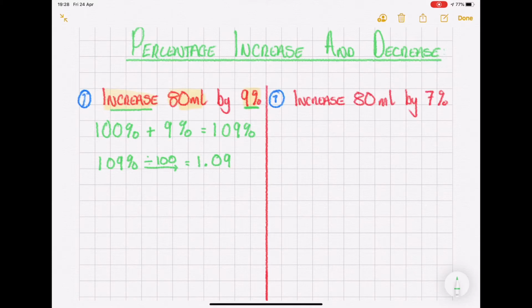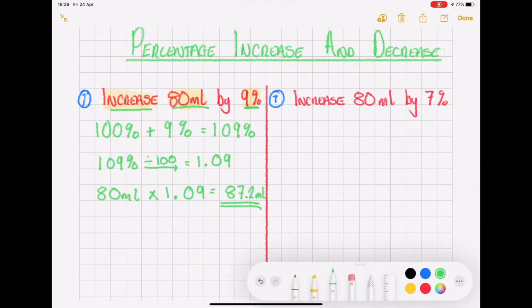And now we take our 80 millilitres, our amount, and we times that by 1.09. And then if you get your calculator, do 80 times 1.09, and that's going to give you 87.2 millilitres, like so. And that there is your final answer.